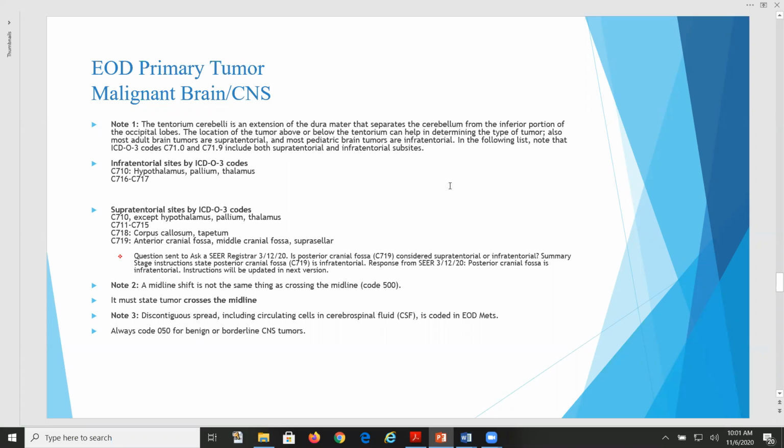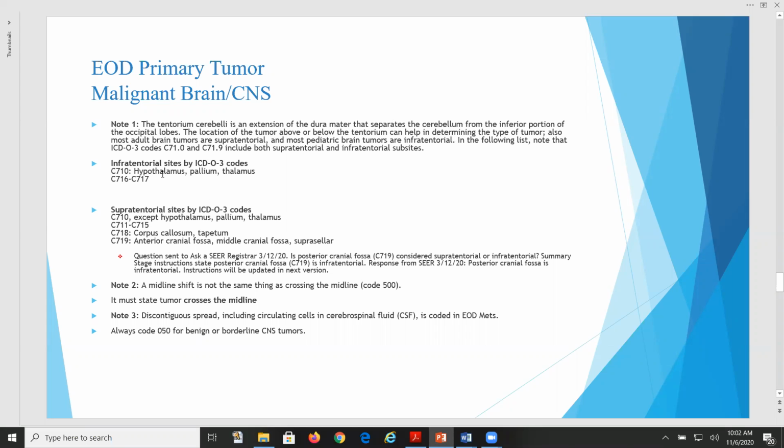A midline shift is not the same thing as crossing the midline. So in order for a tumor to meet the criteria of code 500 crossing the midline, it must be specifically stated as crossing the midline. And discontiguous spread, including circulating cells in cerebrospinal fluid, is coded in EOD METs. Always code 050 for benign or borderline CNS tumors.